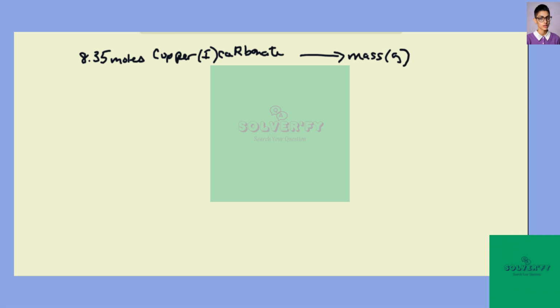To go between moles and mass, the relationship that we use is the molar mass. And we find the molar mass by using the formula of the compound and the periodic table. So to figure out what copper carbonate is, copper is Cu, and the Roman numeral I indicates it's got a charge of +1. The carbonate ion is CO3 2-. So to make it a neutral ionic compound, the formula is Cu2CO3.